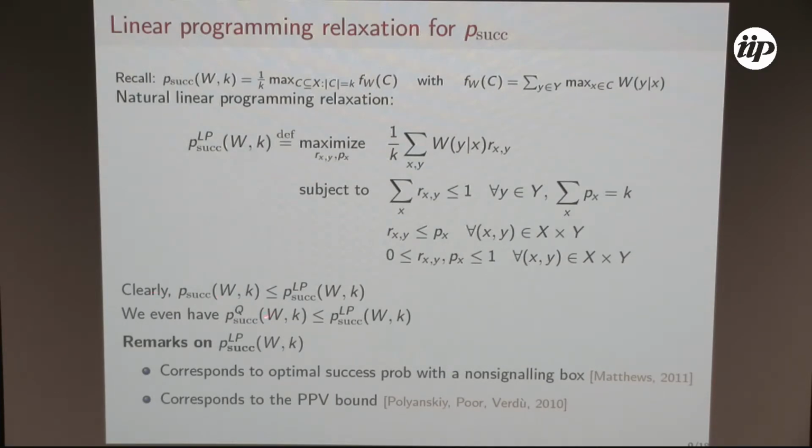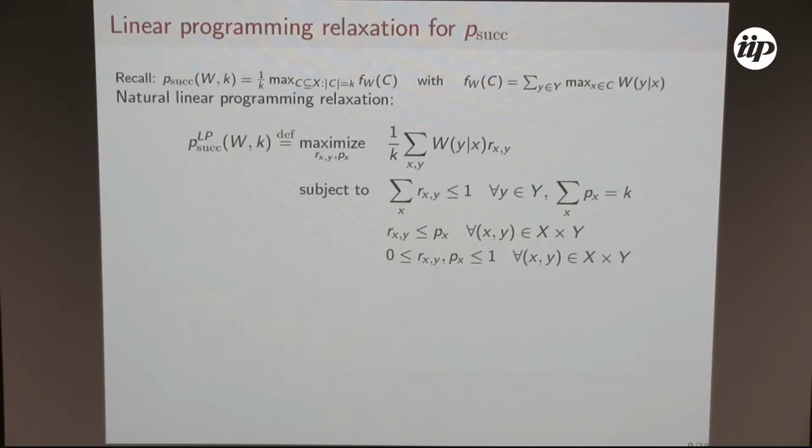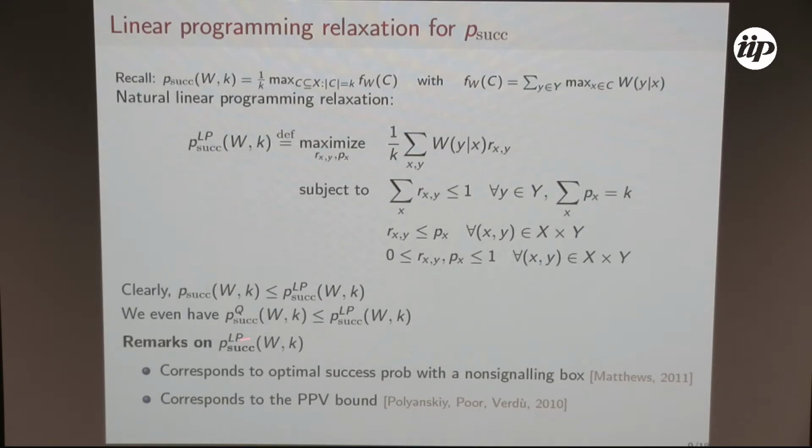As I said, it's quite clear that the optimal success probability of the original problem is upper bounded by the value of this LP, right? Because it suffices to take a specific solution where you take the px's to be 0 or 1. Then it's easy to check that you get a valid feasible solution. But it might be that this LP is strictly larger. And with a little bit of work, you can even show that this quantum success probability that I presented here, even with entanglement, is still a lower bound on this LP. In other words, given a quantum strategy, you can construct a feasible solution for this LP.